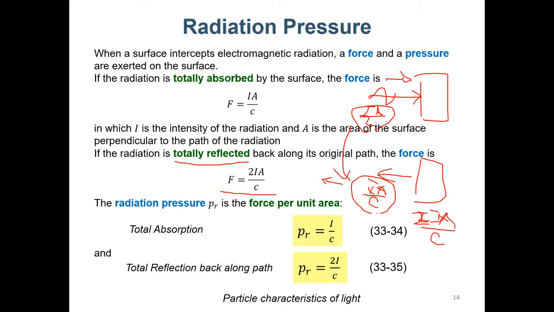And the radiation pressure is the force per unit area. So then we try to divide the intensity by the speed of light.